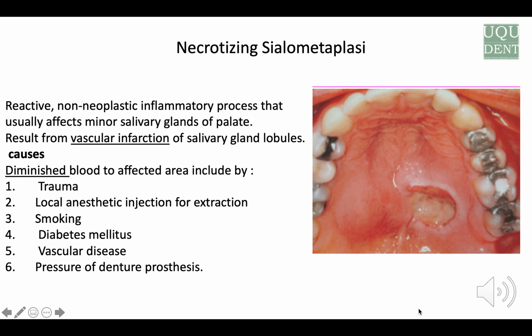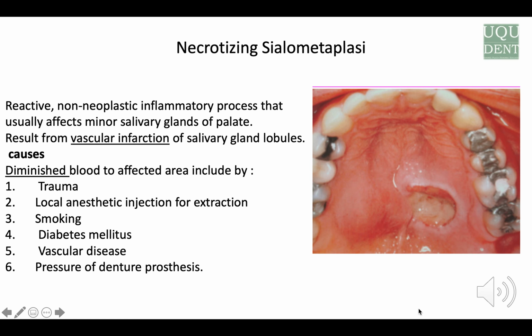Necrotizing sialometaplasia is a reactive and non-neoplastic inflammatory process, usually affecting the minor salivary glands of the palate. It results from a vascular infarction of the minor salivary gland. So the cause is a vascular infarction, which is caused by diminished blood supply to the area. How does this happen? By trauma or local anesthetic injection for extraction.